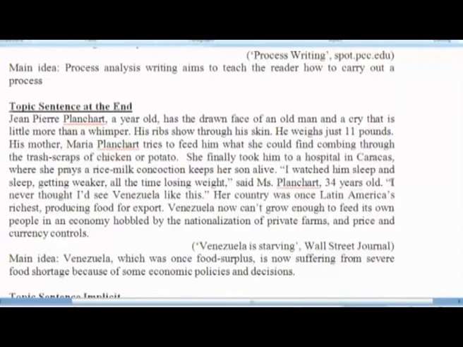34 years old. I never thought I'd see Venezuela like this. Her country was once Latin America's richest, producing food for export. Venezuela now can't grow enough to feed its own people in an economy hobbled by the nationalization of private farms and price and currency control.